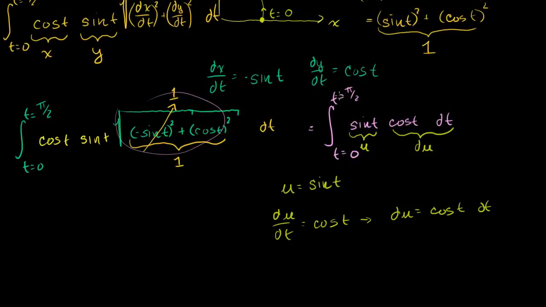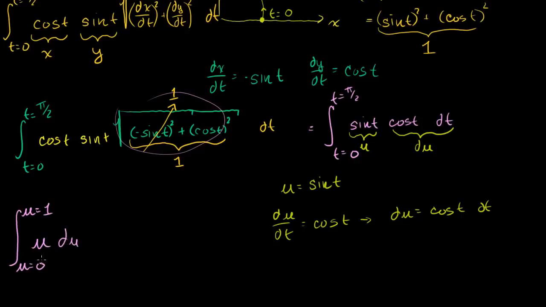And then we just have to redefine the boundaries. When t is equal to 0, what is u equal to? Sine of 0 is 0. So this goes from u is equal to 0. When t is pi over 2, sine of pi over 2 is 1. So when t is pi over 2, u is equal to 1. So from u is equal to 0 to u is equal to 1. Just redid the boundaries in terms of u. And then we have, instead of sine of t, I'm going to write u. And instead of cosine of t dt, I'm just going to write du.